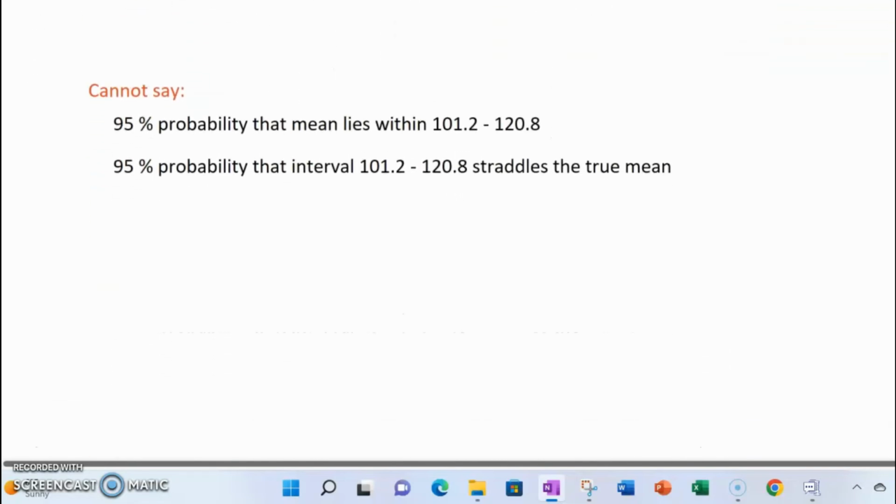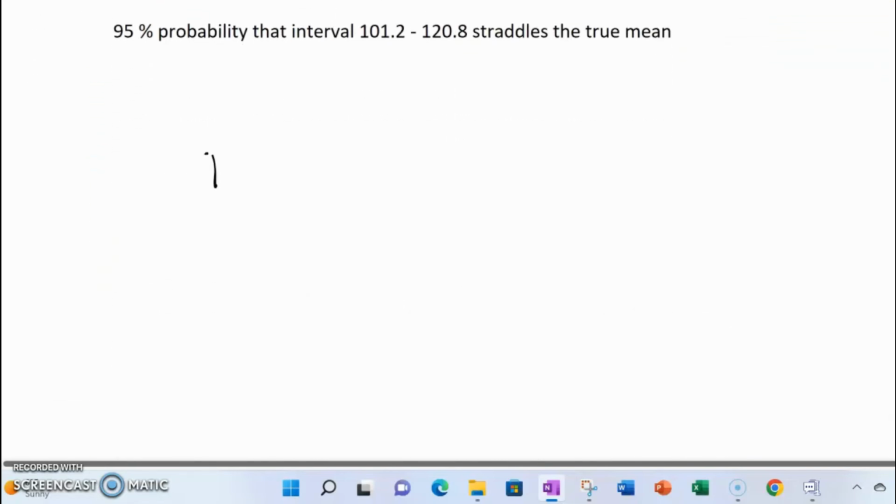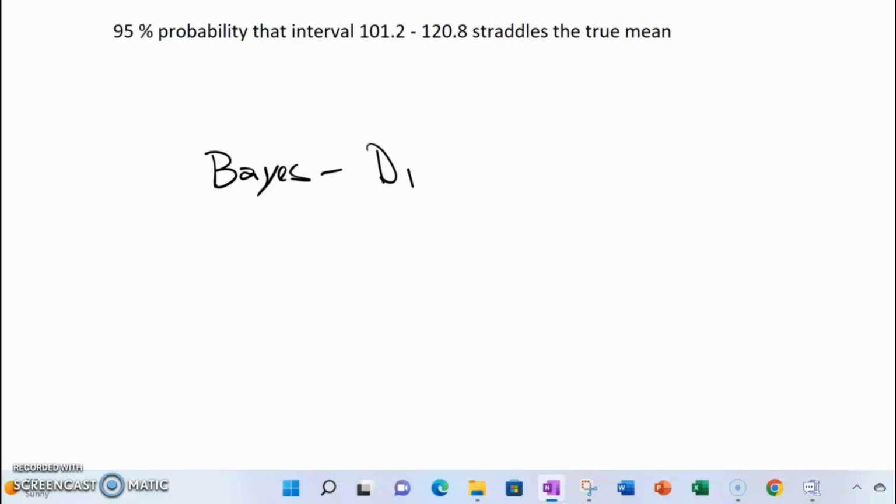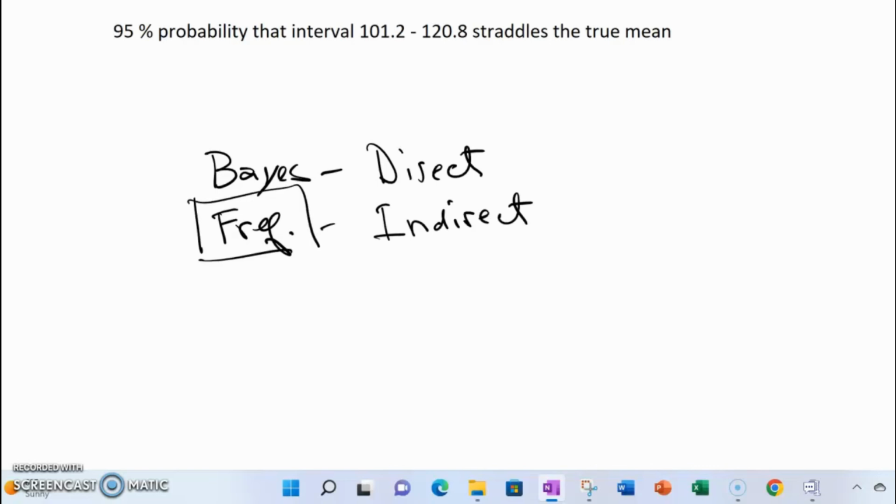So to me, when I think about it, the Bayesian has the obvious advantage that it's direct. It gives us exactly what we want: a 95% probability that the mean lies within some range. The frequentist is less intuitive, it's more indirect, but the frequentist might argue that their method is superior in terms of long-run error control.